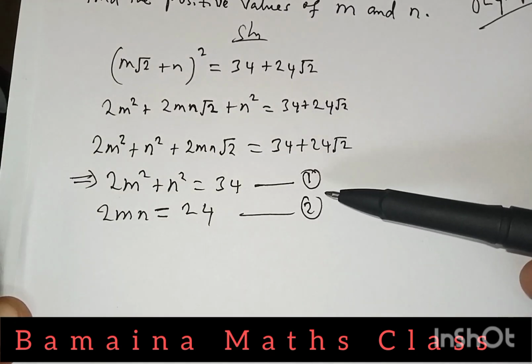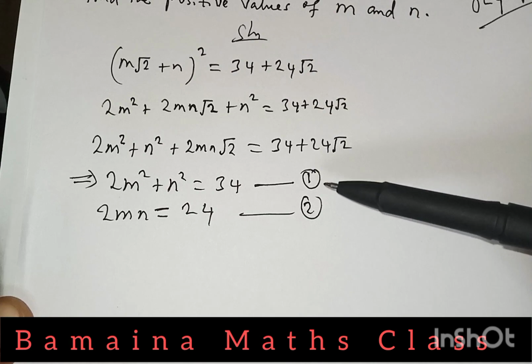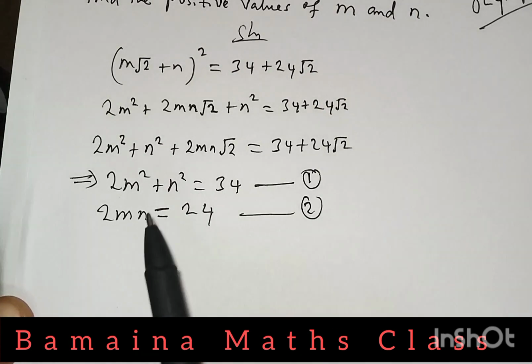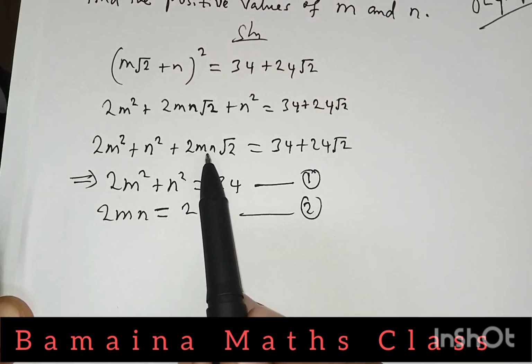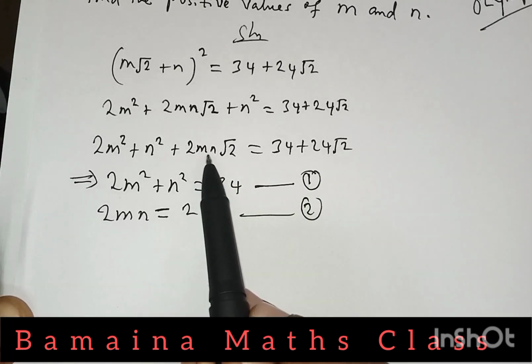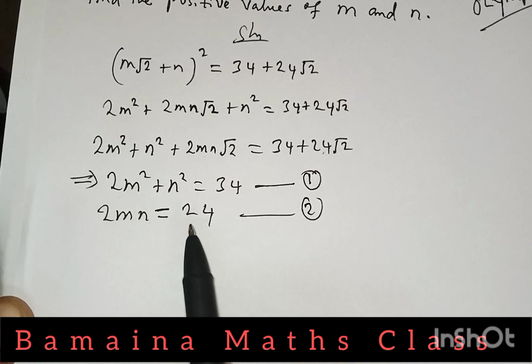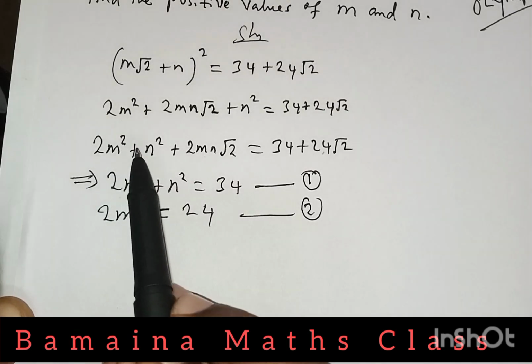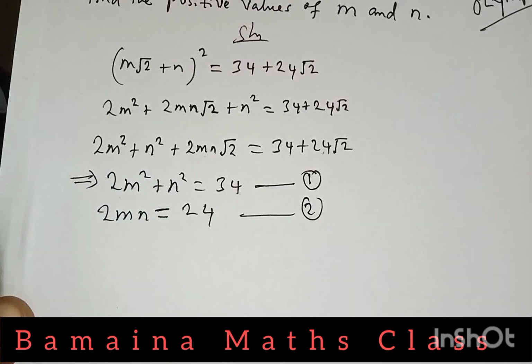These are the two equations we are having now, and we are going to solve them simultaneously. Because 2mn is having root 2, and 24 is having root 2, that is why we said 2mn is the same thing as 24. This is what we have here. Then 2m square plus n square is the same thing as 34. This is what we have here.